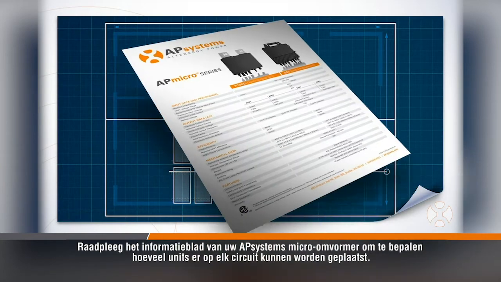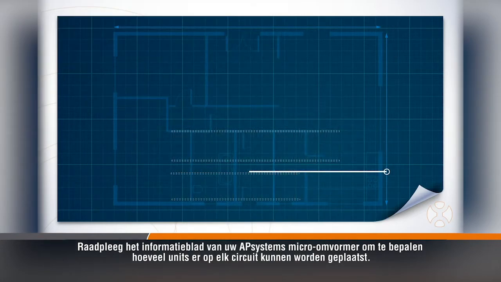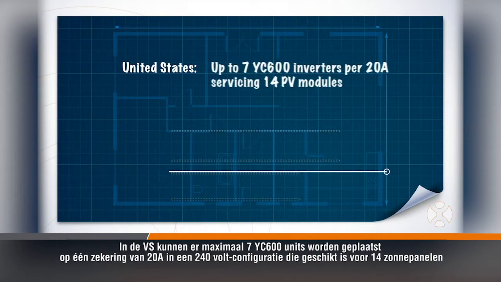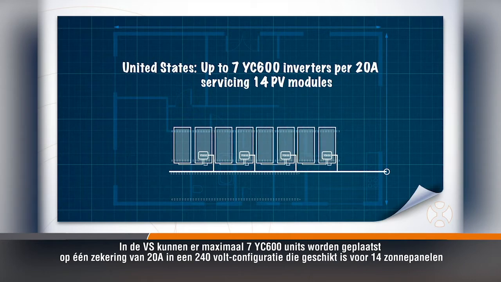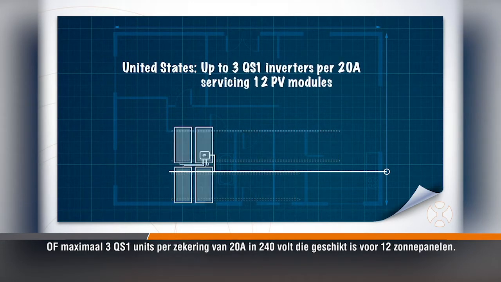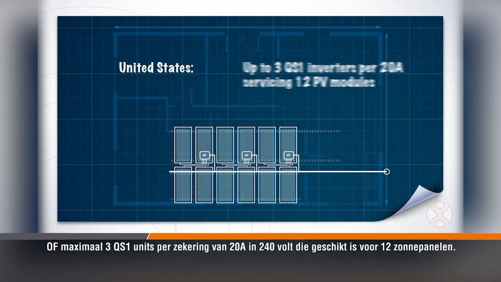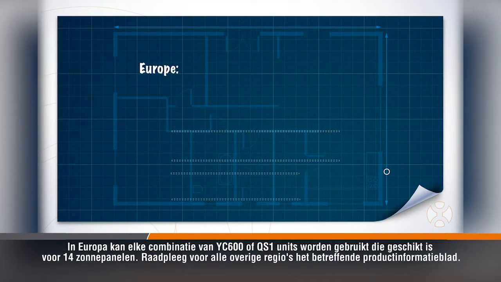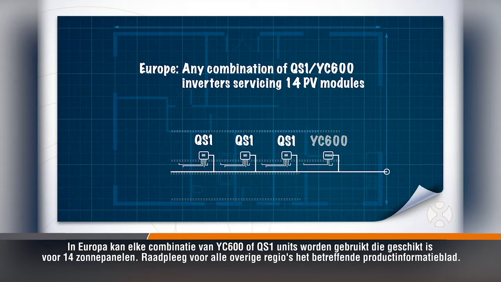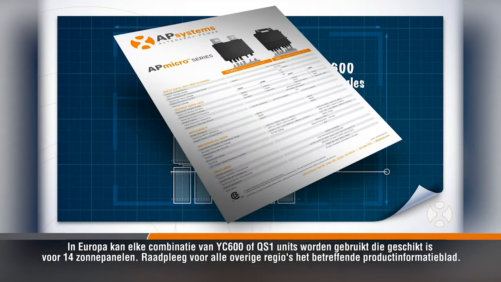Check your regional AP Systems microinverter datasheet to determine how many units can be placed on each circuit. In the US, up to 7 YC600 units can be placed on a single 20 amp breaker in a 240 volt configuration, which accommodates 14 PV modules, or up to 3 QS1 units per 20 amp breaker in 240 volts, which accommodates 12 PV modules. In Europe, any combination of YC600 or QS1 units that will accommodate 14 PV modules can be used. For all other regions, be sure to check the product datasheet from that region.